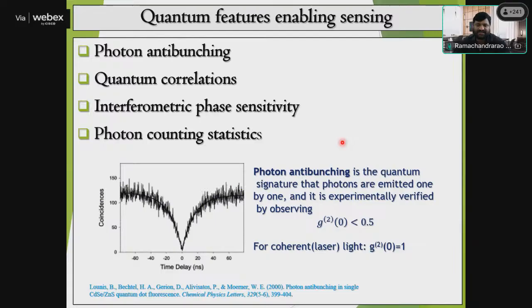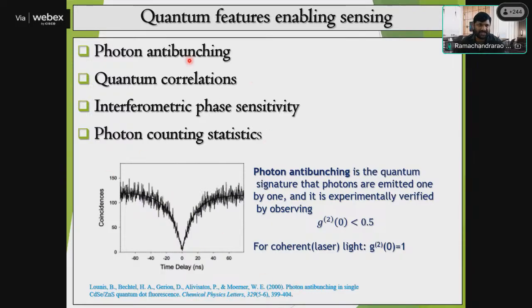The first clear feature is photon anti-bunching. Photon anti-bunching is when, at zero delay, you have close to zero correlation, or less than 0.5 correlation. These coincidences are measured for the single photon, and it exhibits photon anti-bunching. It's the true quantum nature of the photon being emitted by the single photon emitter. Okay, it was experimentally observed in this paper 25 years ago.